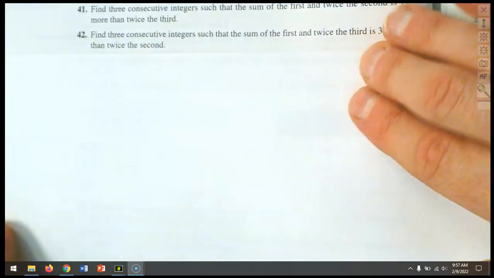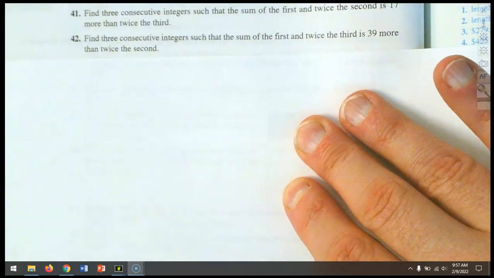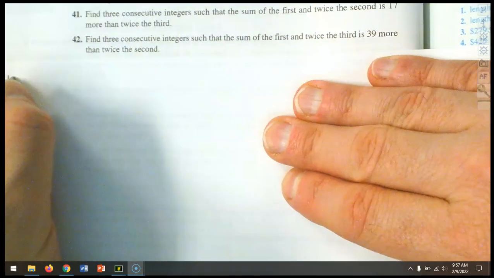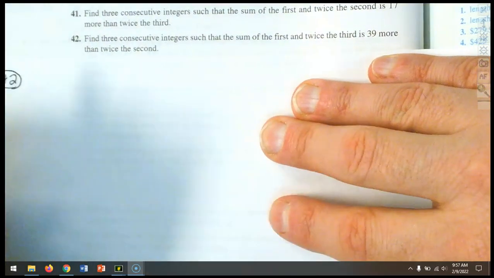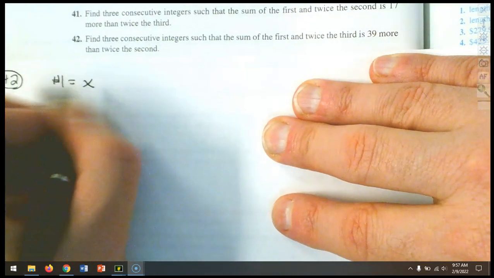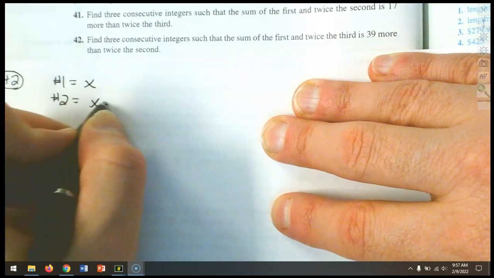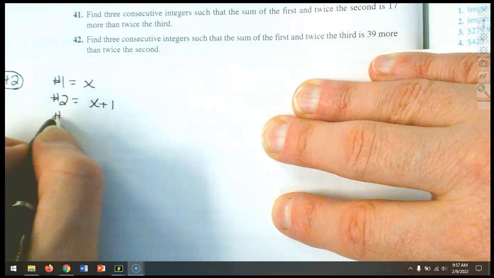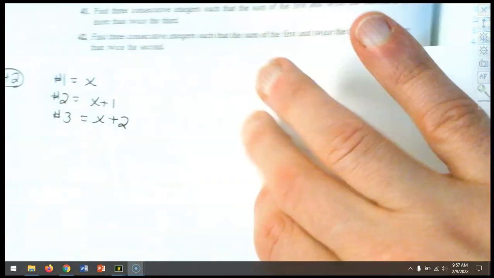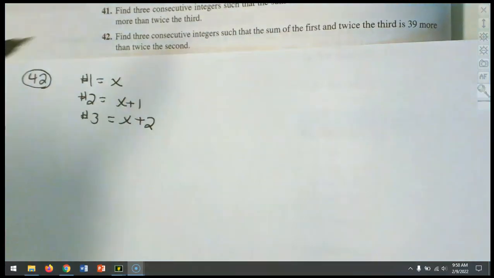So what do we know first off? How many integers do we have? 3. Are they even or odd? No, they are just plain consecutive integers. So when we look at this question, we know we need 3 of them, and they are just plain consecutive integers. So that means we've got the first one, which is x, the second one, which is x plus 1, and the third one, which is x plus 2. Is everyone okay with that? So the first thing I did was I read it, and it said 3 consecutive integers. There they are.